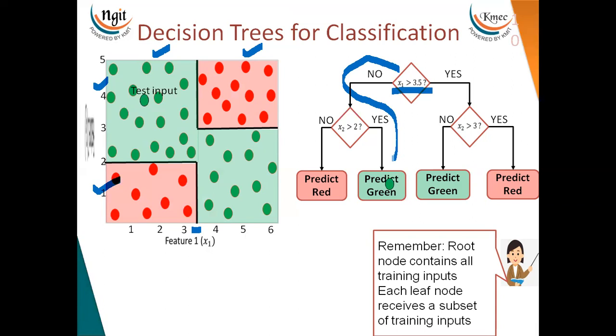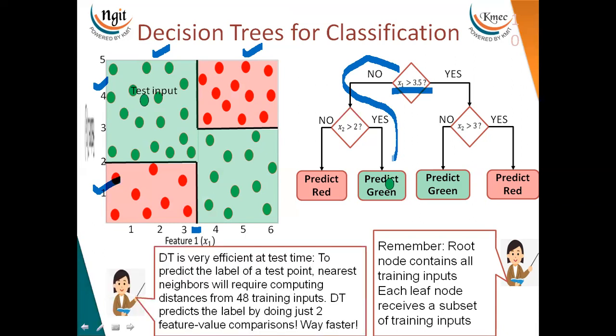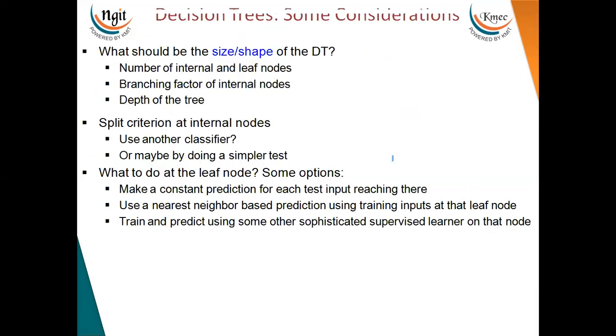So only two comparisons are enough for me to make a particular prediction, which is not possible using the nearest neighbor algorithm, in which I have to do much more calculation to compute the Euclidean distance between the data point to make it belong to one particular group. So that is the main advantage of the decision tree.